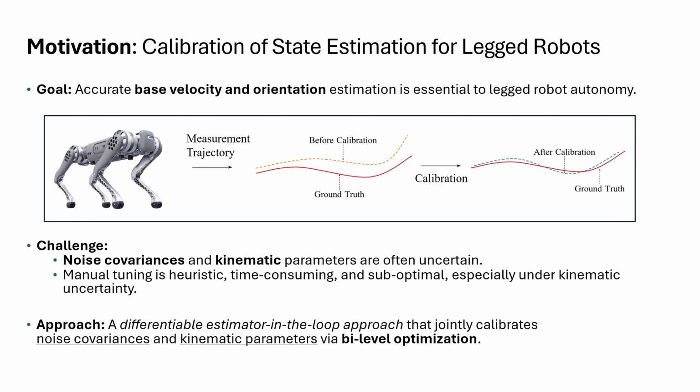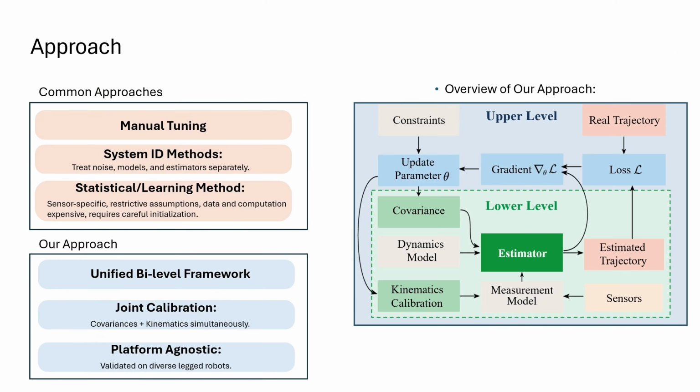In practice, however, both are hard to obtain, and hand-tuned covariances remain common, even though they are heuristic, time-consuming, and can limit accuracy, especially under kinematic uncertainty. There are methods for noise statistics identification, but many of them are sensor-specific, make restrictive assumptions, or need careful initialization.